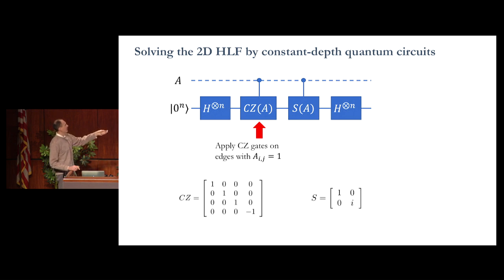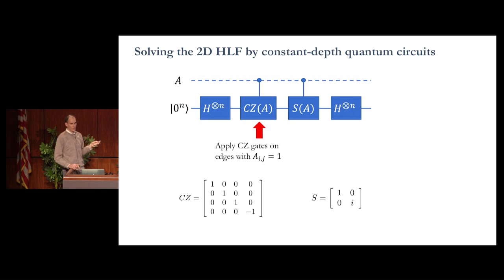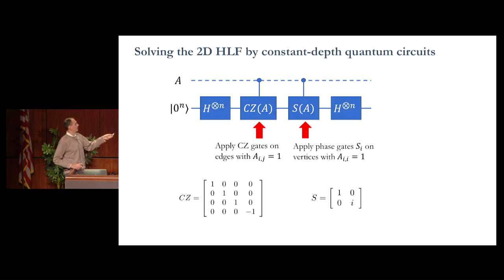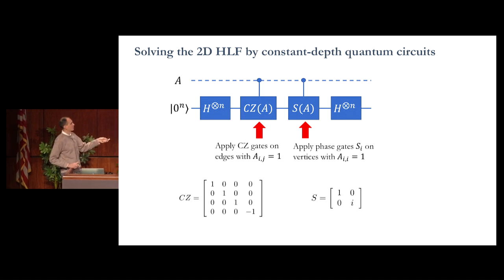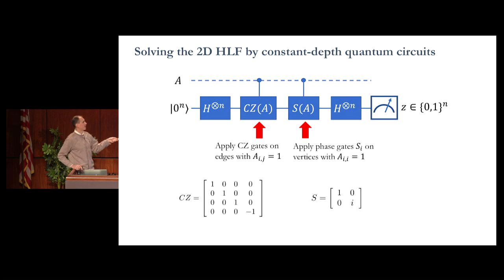So we have a layer of Hadamards, and then we have a layer of CZ gates, but each CZ gate is controlled by this classical register. So if we have a pair of qubits i, j with a non-zero matrix element of A, we are going to apply a CZ gate. And then we do a similar layer of controlled S gates. So for every qubit whose diagonal matrix element of A equals 1, we apply the S gate. And finally, we measure each qubit in the 0, 1 basis. So we get some output n-bit string z.